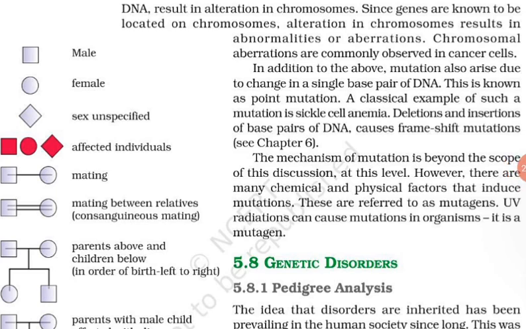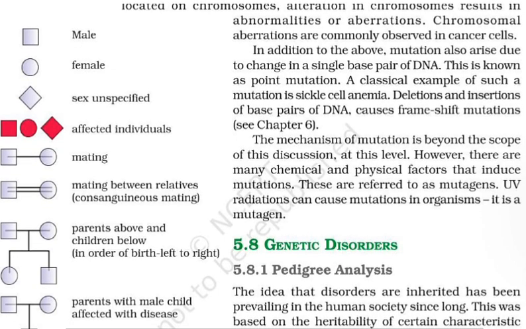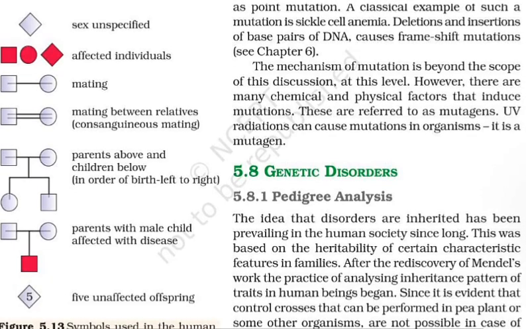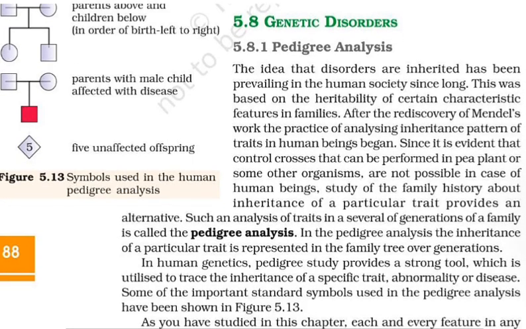Deletion and insertion of a base pair of DNA cause frame shift mutations. You will see this in chapter 5. The mechanism of mutation is beyond the scope of this discussion at this level. However, there are many chemicals and physical factors that induce mutations. These are referred to as mutagens. UV radiation can cause mutation in organism. It is a mutagen. Ultraviolet radiation, that is UV radiation, can cause mutation in organism. It is a mutagen. ठीक है.